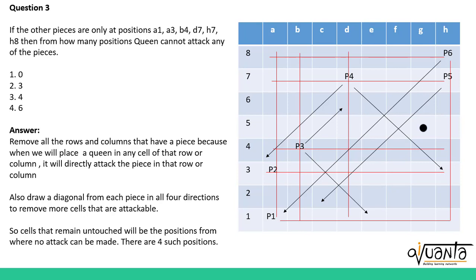So this is the first place which is left from where the queen cannot make any attack. Because if you draw the arrows from this position to the top, to left, right, bottom or anywhere to the diagonals, you won't notice that any of the pieces is getting attacked. Similarly, other positions that are left are this position, and the last one is this position. So these are the 4 positions where we can place the queen so that it cannot make any attack. Now let's go to the last question.